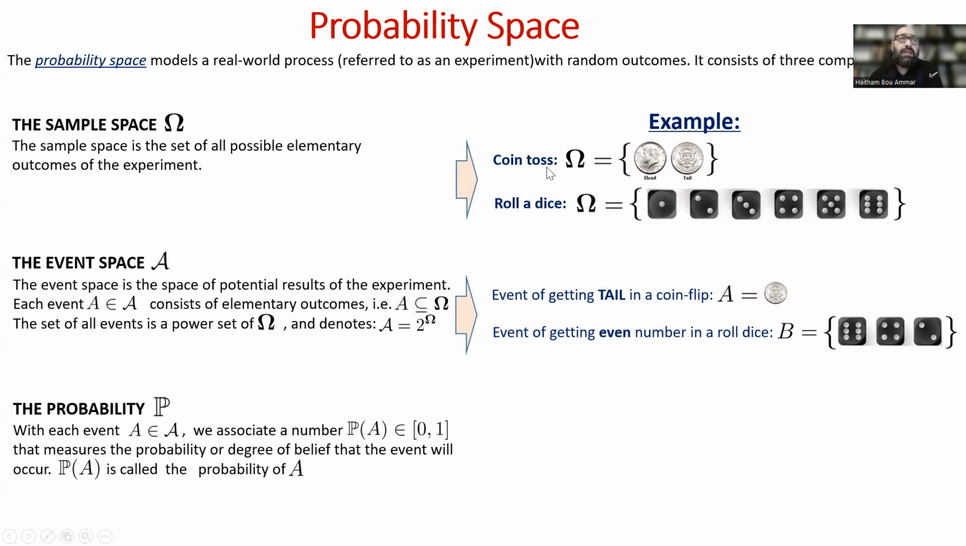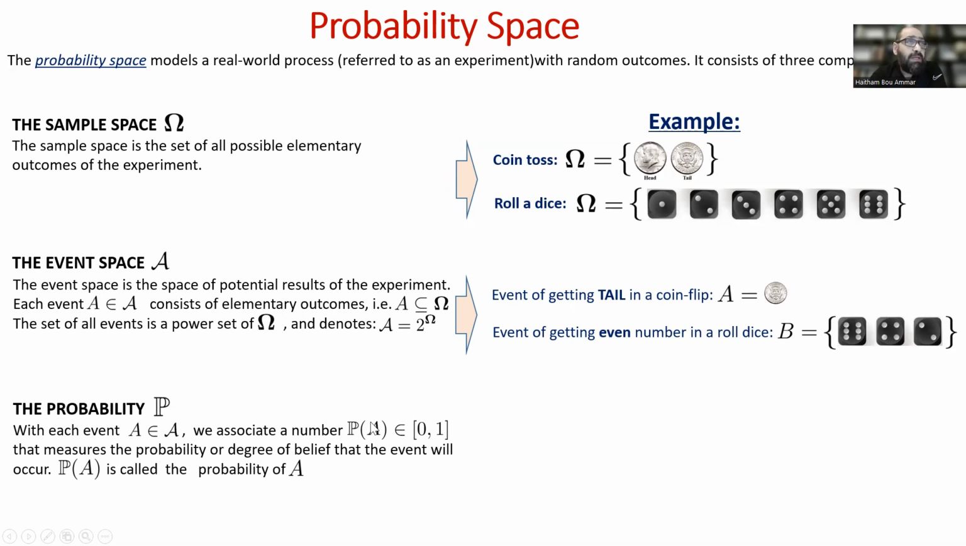So we took an example in a coin toss where we had omega to be heads or tails, and we took an example of rolling a dice where we had omega to be 1, 2, 3, 4, 5, or 6. Then we talked about the event of getting a tail. Then we talked about the event of getting an even number when we roll a dice, which is 2, 4, 6. This is the event we're interested in. Remember, the event is made of elementary outcomes, so it's made of those things that exist here.